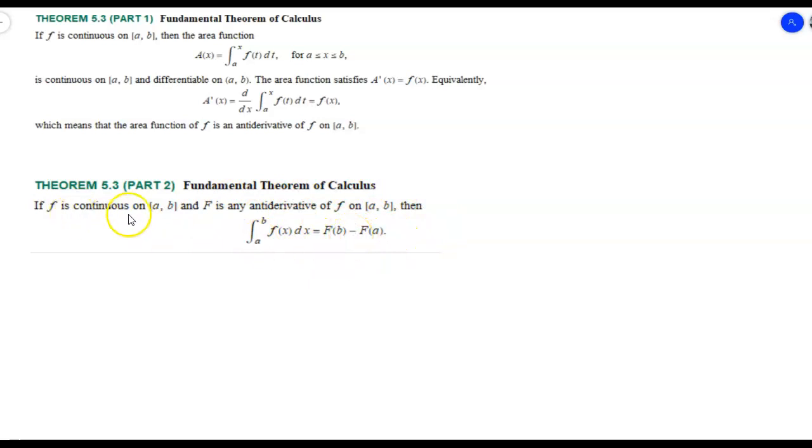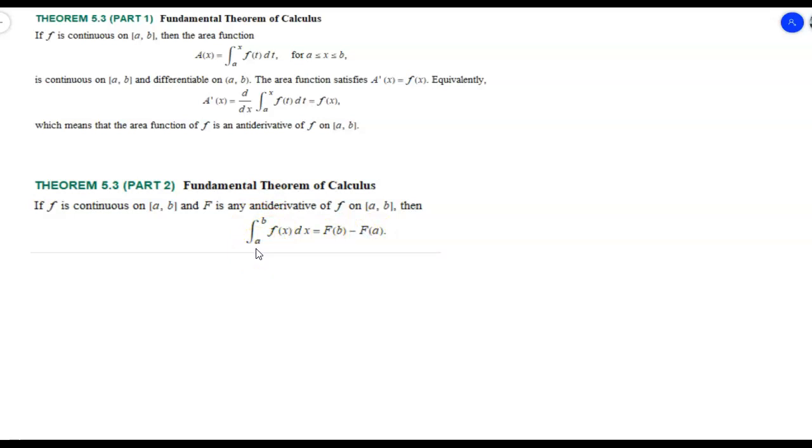And what this says is that if f is continuous on some interval and big F, the antiderivative of little f, is any antiderivative of f on [a, b], then the definite integral, remember definite means it has a lower and upper limit, from a to b of the function, that's the area basically under the curve and above the x-axis, or above the curve and below the x-axis, depending on whether the curve is above or below the x-axis, is equal to the antiderivative evaluated at b minus the antiderivative evaluated at a.